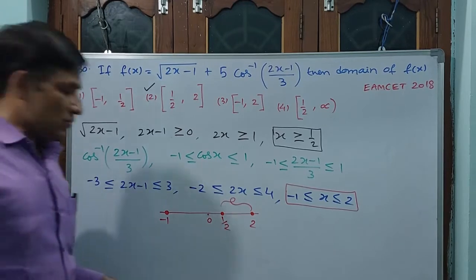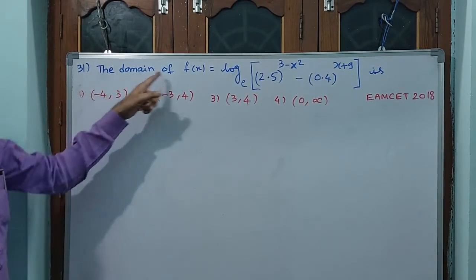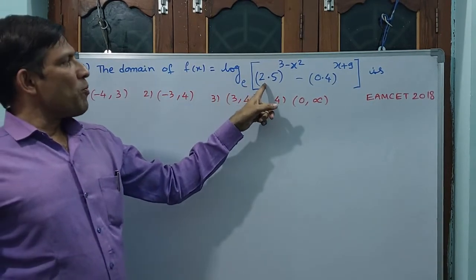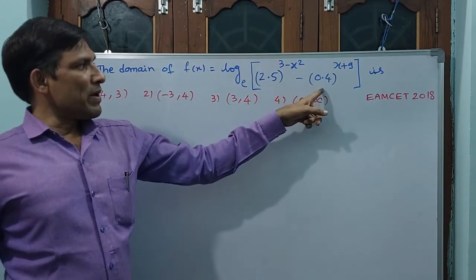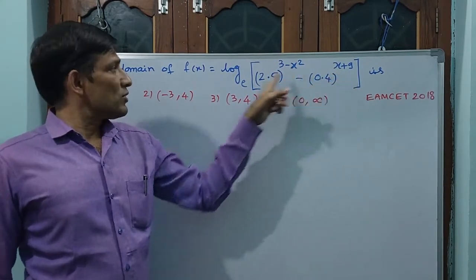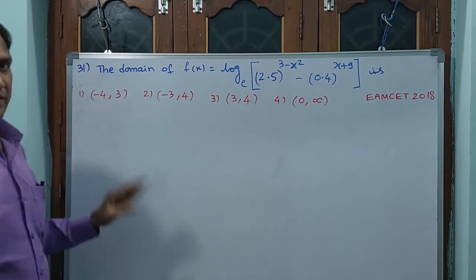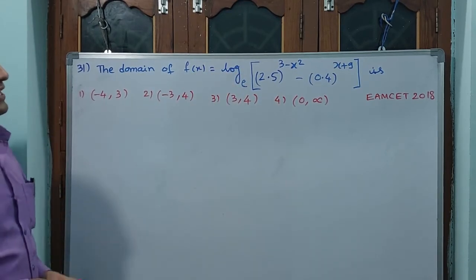Let us go for 31st. Okay, see question number 31. The domain of function f of x is equal to log of 2.5 to the power of 3 minus x square minus 0.4 to the power of x plus 9 to the base e, like they are asking. See, some values they have given, limits, domain limits. This question was asked in Eamcet 2018.